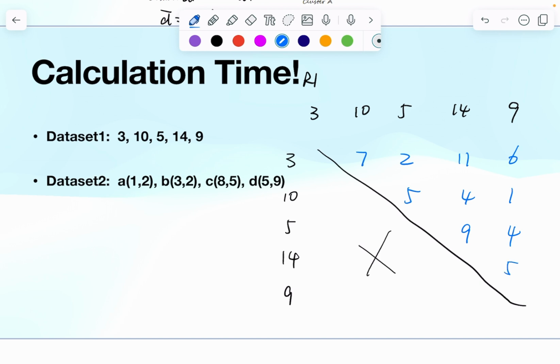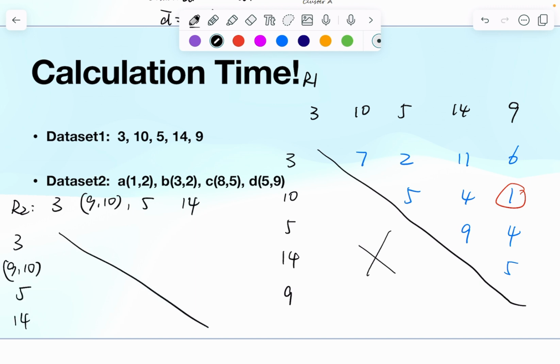Okay, so now we found 1 is the closest, so we merge 9 and 10. Okay, round 2: 3, 9 and 10, 5, 14. Okay, we also skip this part.